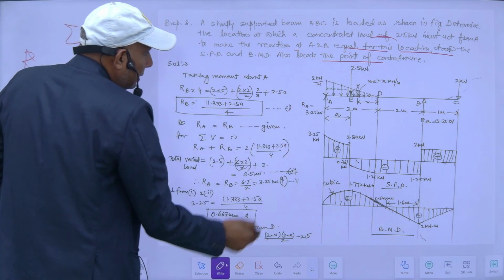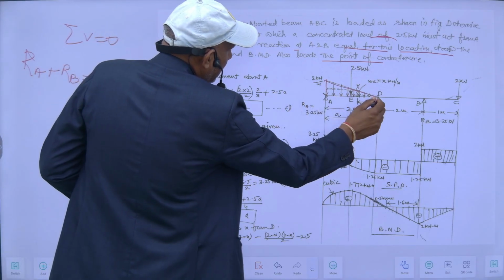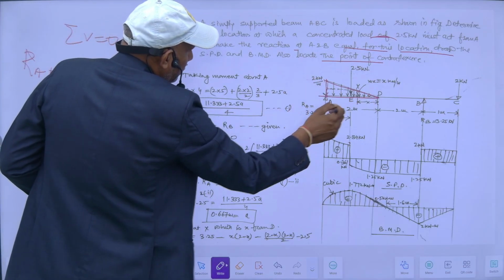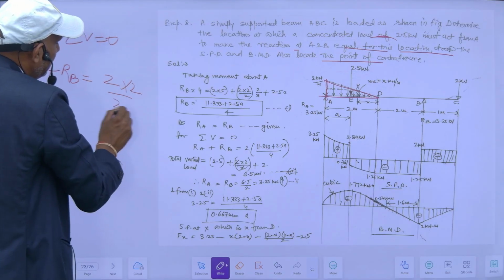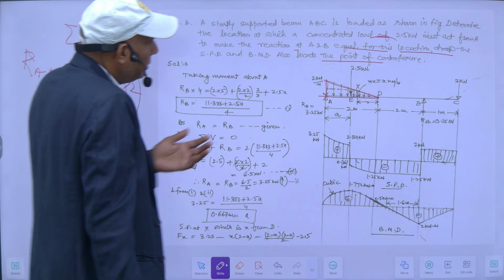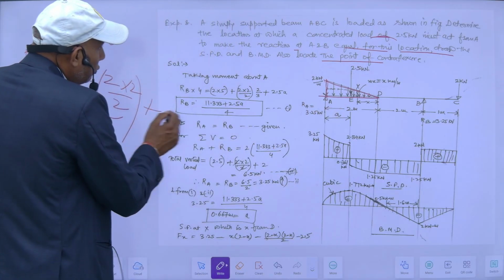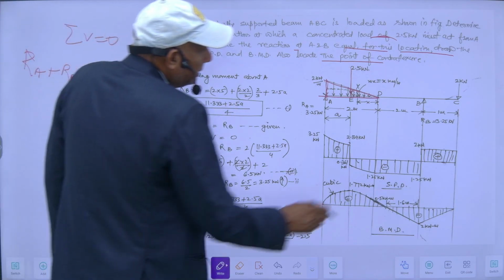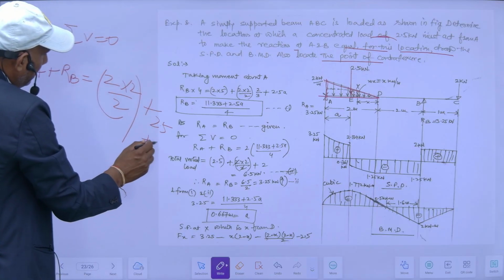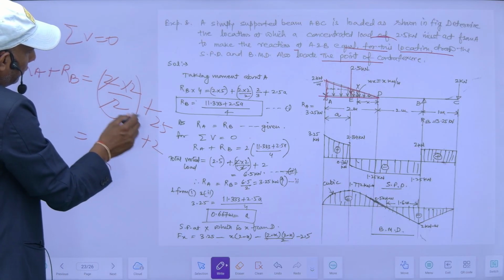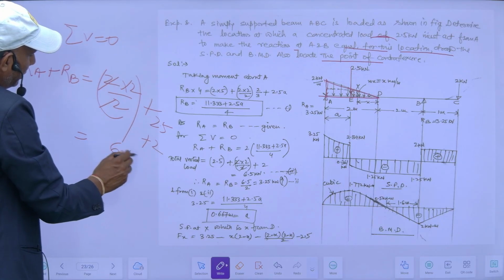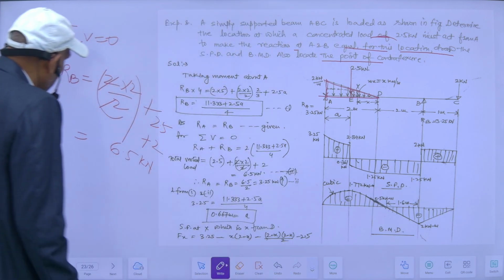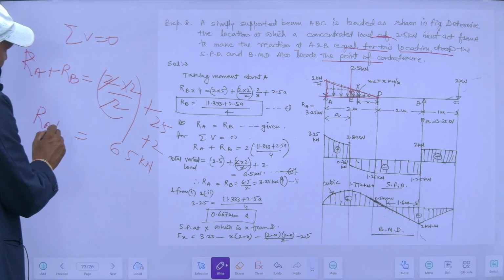The load due to this triangular loading is equal to the area of the triangle, which is 2 into 2 divided by 2. Plus 2.5 kilonewton because of this concentrated load, and this is also 2 kilonewton. So the total will be 4.5 plus 2, 6.5 kilonewton, the total vertical load acting downward. So this must be equal to RA plus RB.